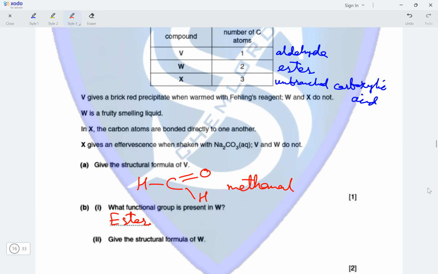So since we have two carbon atoms, one of them is part of the carboxylic group. That means the other has to be part of the alcohol group, because we cannot have a hydrogen attached to O, that would make it a carboxylic acid, which means the carboxylic acid used in forming this ester is methanoic acid. So it would be HCOOCH3.